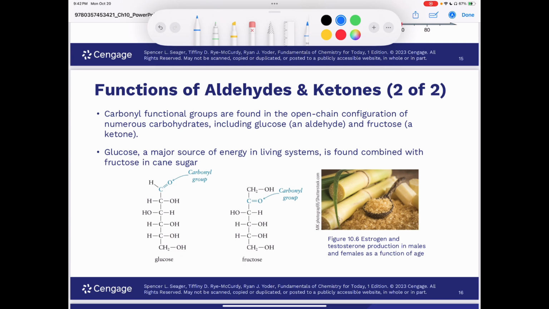Carbonyl groups from aldehydes and ketones are also found in the open chain configuration of numerous carbohydrates, including glucose, which is an aldehyde. So you can see here in glucose, we have our aldehyde, and fructose. And you can see here in fructose, we have a carbonyl that's flanked by 2 carbons, and thus it is a ketone. Glucose is the major energy source in living systems and is combined with fructose and sucrose, which is the sugar that's found in sugarcane.